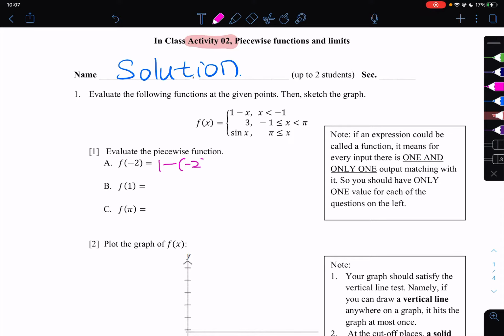Input is -2. You could have stopped here, or you may decide to simplify it. Either one will be treated as an acceptable final answer. So if your input is 1, which lies in the middle row, your function value is simply 3. F of pi is exactly the third group, so you can go with sine of pi, or you may know sine of pi is exactly 0.